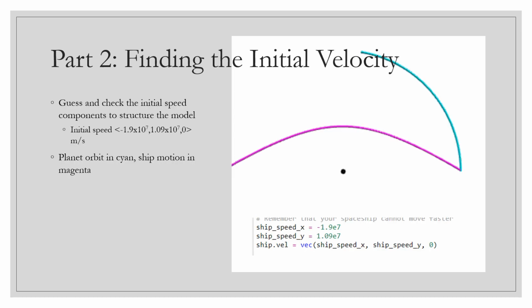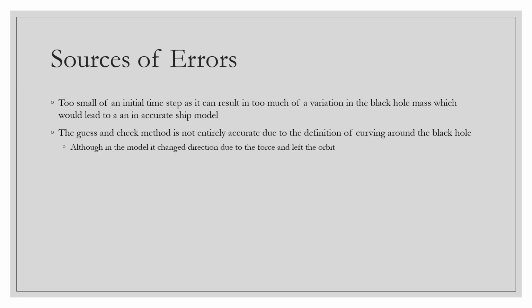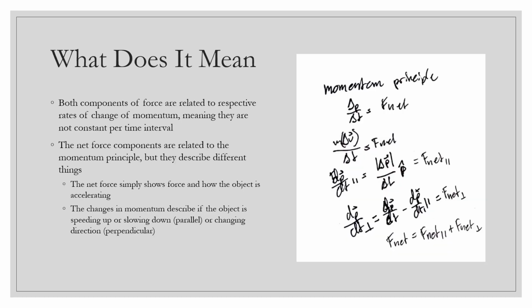Then we find that it will curve around the black hole as seen in the model, with an initial speed of negative 1.9 times 10 to the 7 in the x direction and 1.09 times 10 to the 7th in the y direction, with the planet in cyan and the model in magenta. Some sources of error were that our time step might have been too big as the non-constant force is changing, and the guess and check method is not entirely accurate.